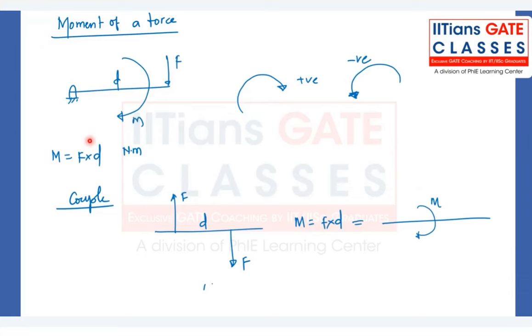Here what you can see is this is rotating in the clockwise direction, right? A force here may create a counterclockwise moment. So if we are considering one moment as positive, then the other moment has to be considered negative. If you are considering clockwise as positive, then you should consider counterclockwise as negative while performing your calculations.